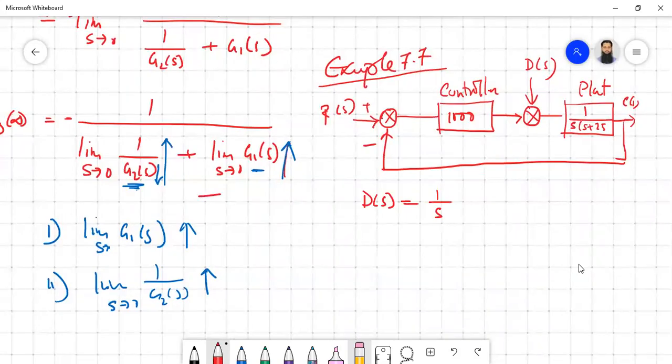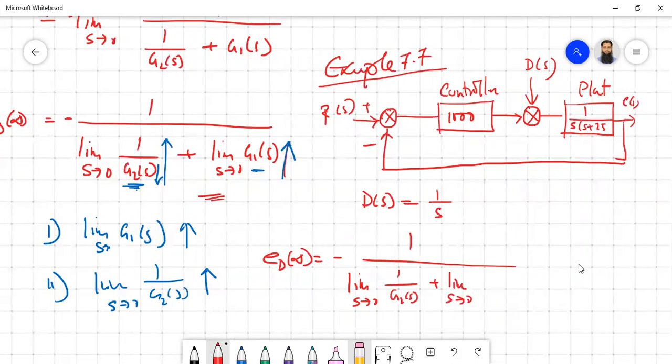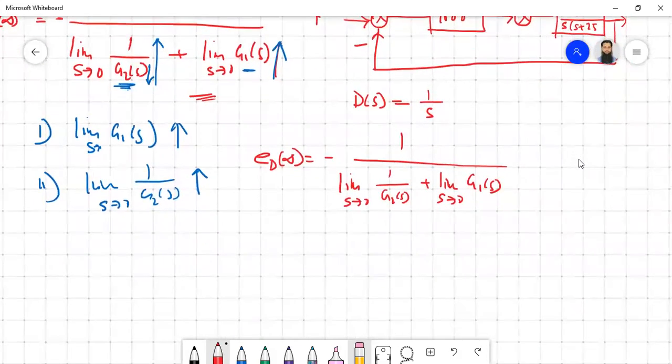We already derived the formula here, so we take the help of this formula. E_D(infinity) equals minus 1 over limit s tends to 0 of 1/G2(s) plus limit s tends to 0 of G1(s). In our case G1(s) is 1000, so we don't have to apply the limit; we can directly put the value. Sorry, it's not G2, it's G1. So put the value of G2.